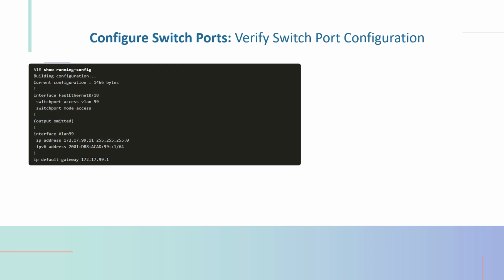As you can see, we have information that FastEthernet 0/18 is configured with the management VLAN 99, which means that this port is assigned to this VLAN in access mode, and VLAN 99 is configured with an IPv4 address and subnet mask, and even with an IPv6 address and the prefix length. In this switch, we even have a default gateway configured.